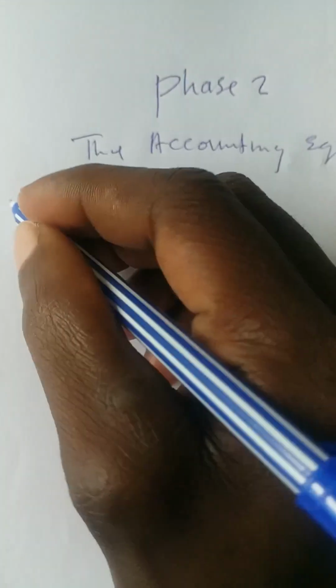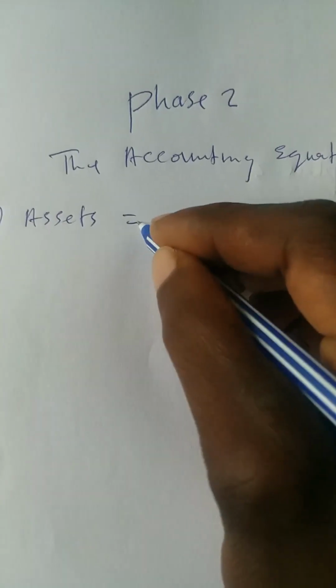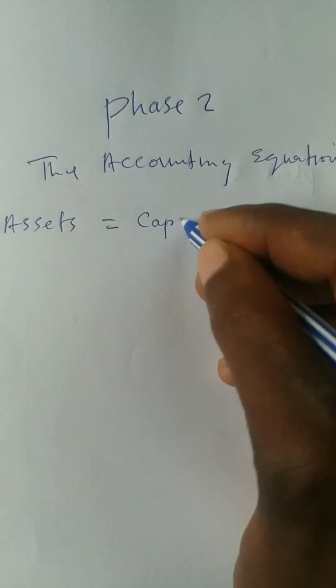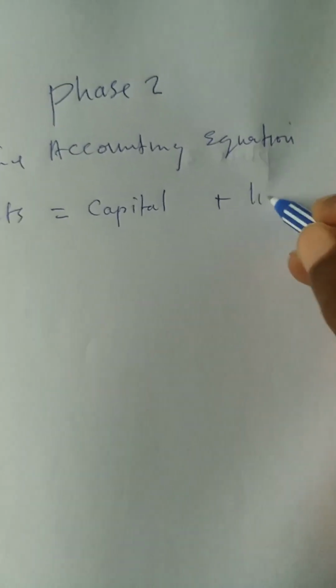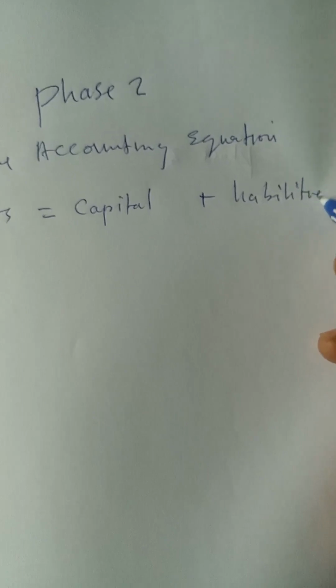So let's quickly go directly into the accounting equation, which is my area of interest today. Let's write the first accounting equation. We have about 5 of them, so I'll put them in the order in which they follow each other. The first one goes like this: assets equals capital plus liabilities.